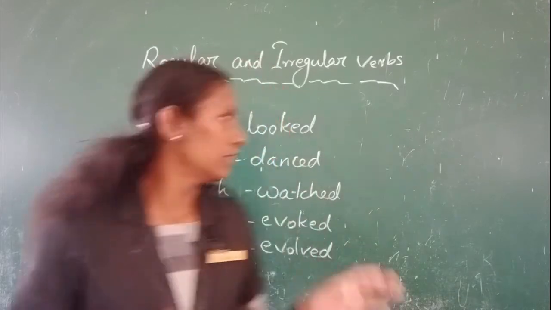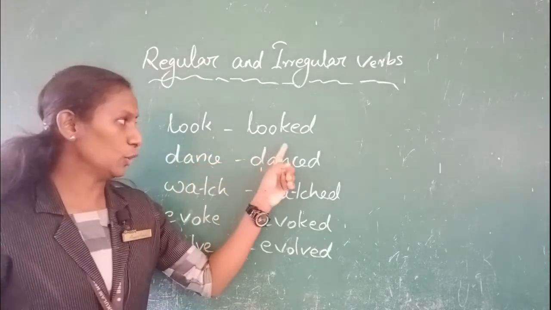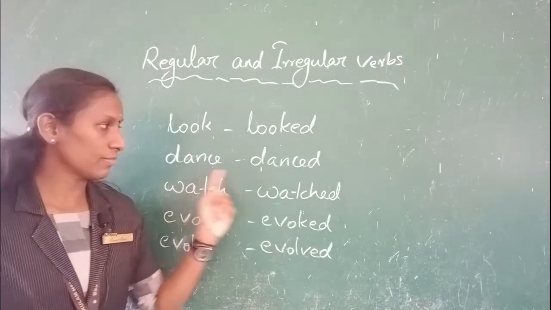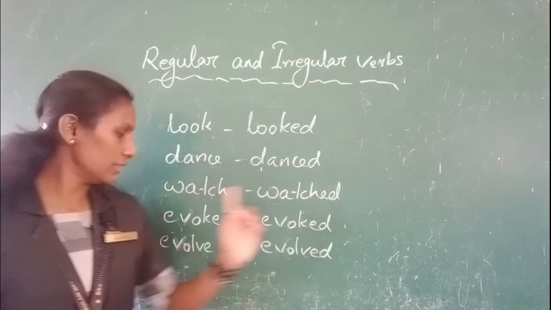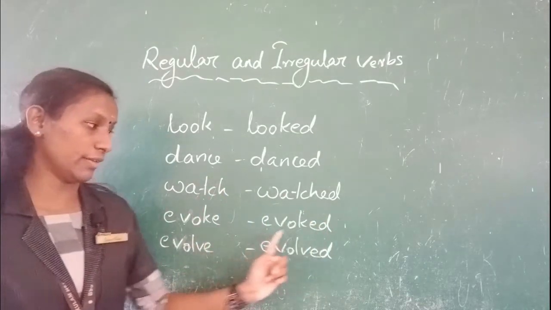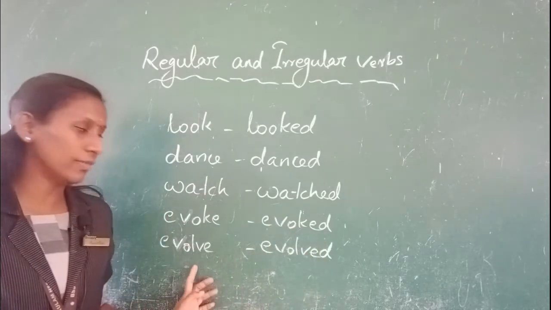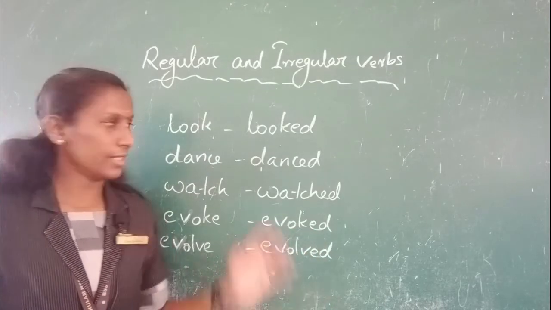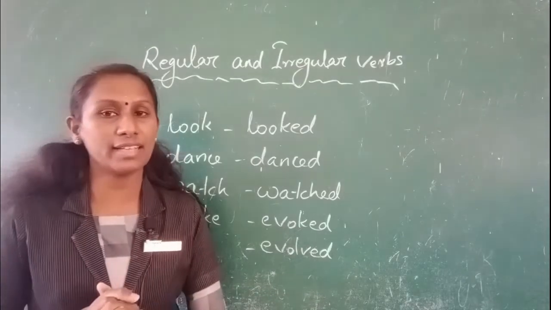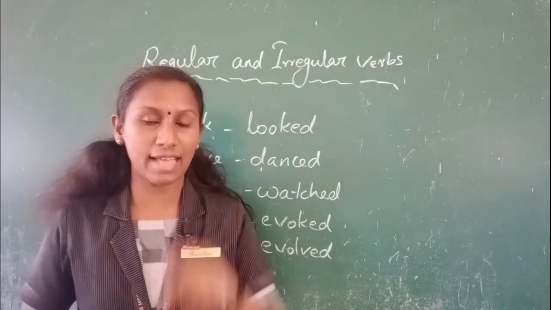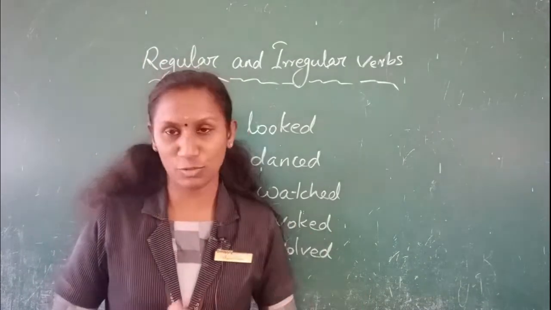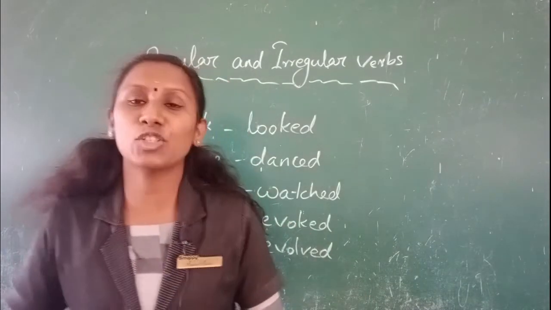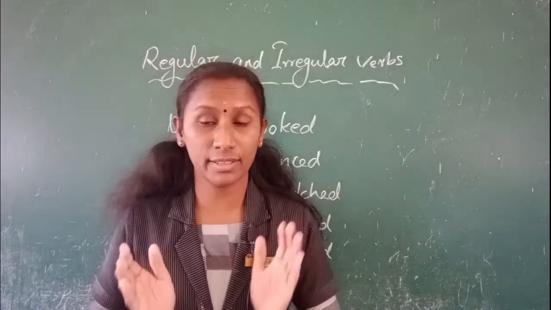For example, look, looked, dance, danced, watch, watched, evoke, evoked and evolve, evolved. In all these examples we can find that D or ED is added to change the present form of the verb into the past form. Right. Such kinds of verbs are called regular verbs.